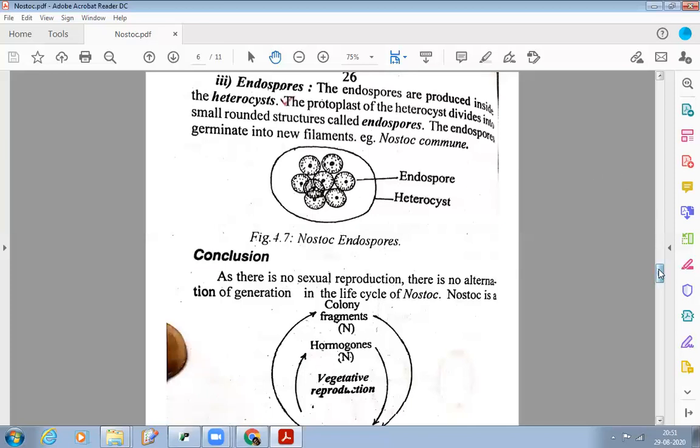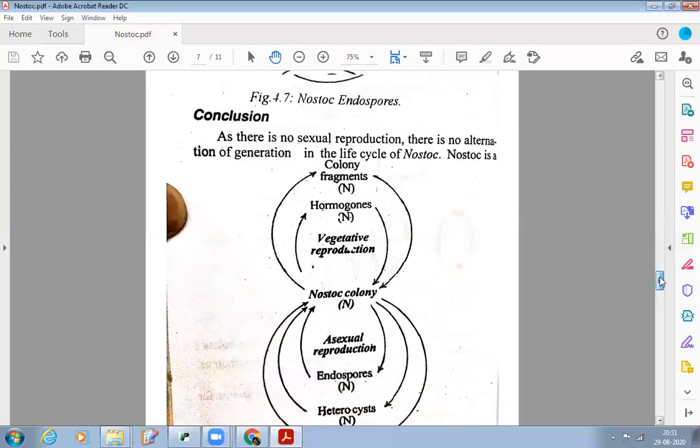What is the conclusion then? As there is no sexual reproduction, there is no alternation of generation. Generally, alternation of generation includes two phases of life: one is the vegetative phase, and the other is the reproductive phase. Whereas here the reproductive phase, especially the sexual reproduction, is absent. So alternation of generation is altogether absent.